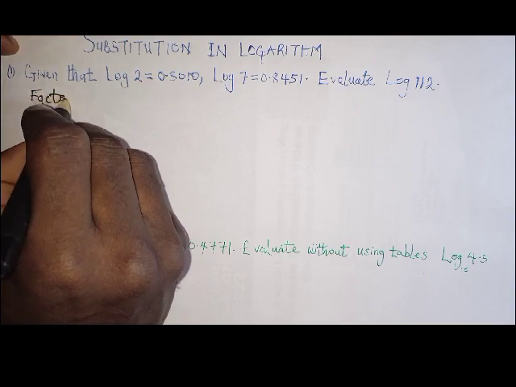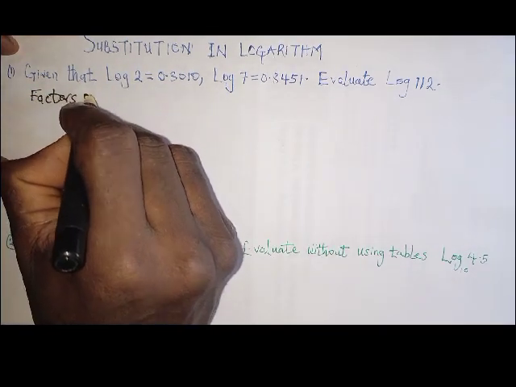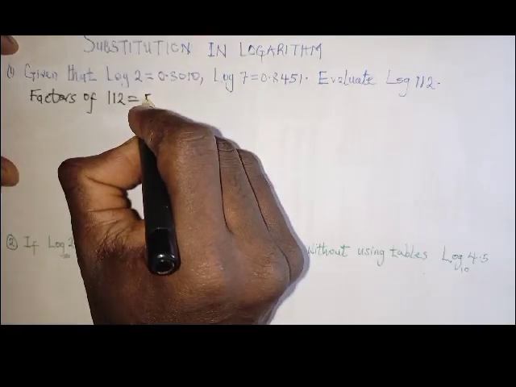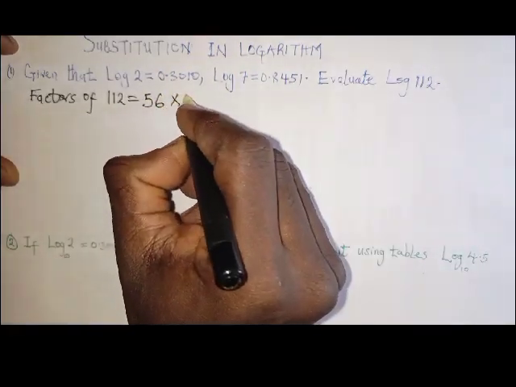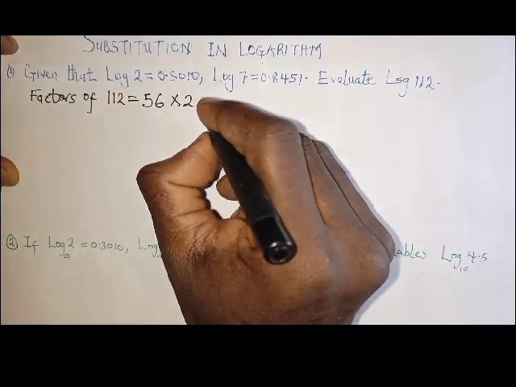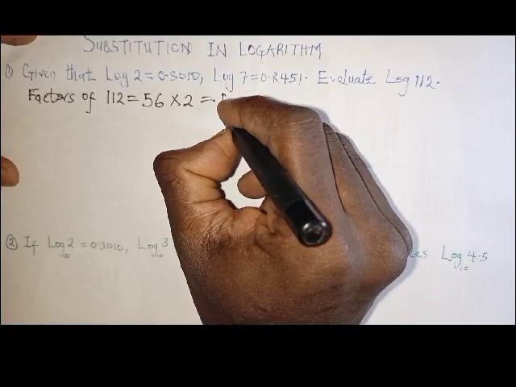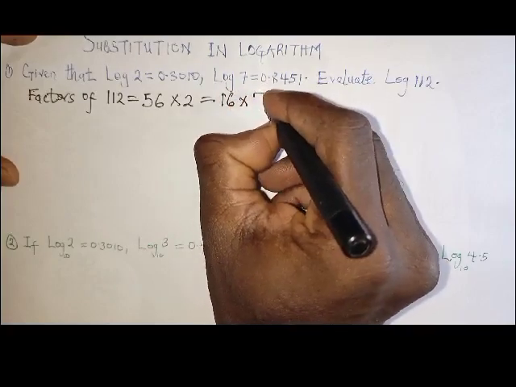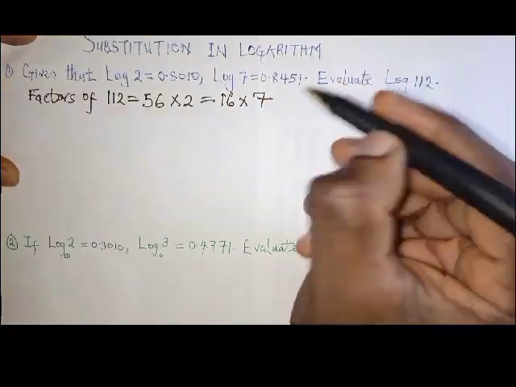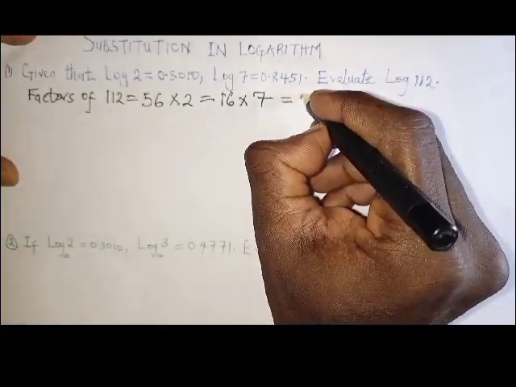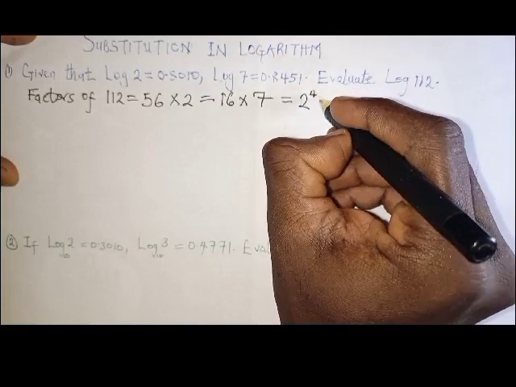So we need to first of all look for the factors of 112. 56 times 2 gives me 112. Also, I can break it further: 16 times 7 also gives me 112. Now, I'm going to try to use this. And remember, 16 can also be broken down further as 2 raised to power 4.